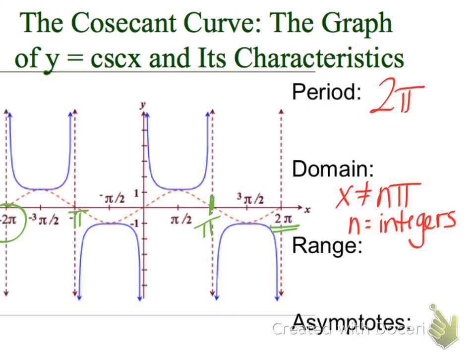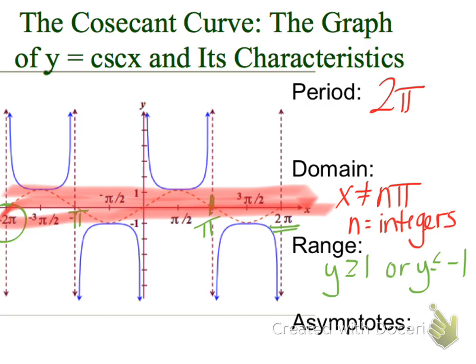What's the range then? Well, notice the range for cosecant is that y is either greater than or equal to 1 or less than or equal to negative 1. That red region I shaded in there is where cosecant will never be anything. Okay, so it has to be bigger than 1 or smaller than negative 1.